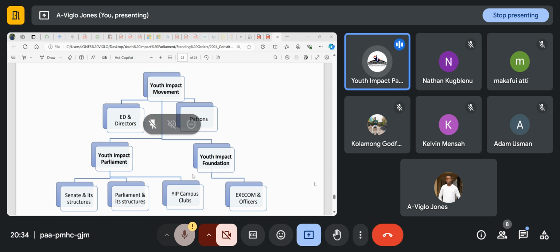Almighty God, we humbly beseech thee to look with favor upon this house. As we have gone through this occasion, we pray that you enlighten us to understand, to be more efficient and effective in our discourse to ensure youth development. Amen. Thank you very much and do have a nice day.